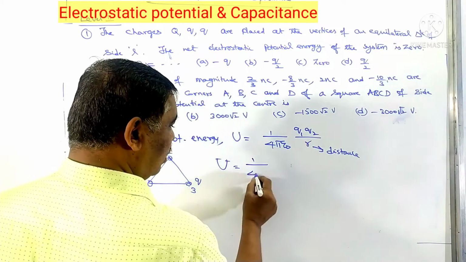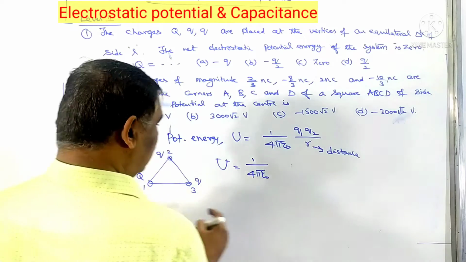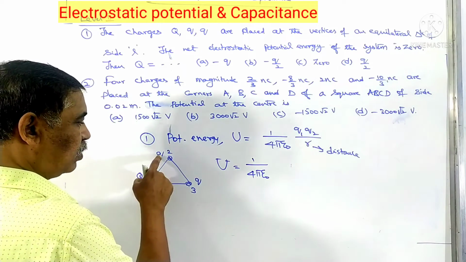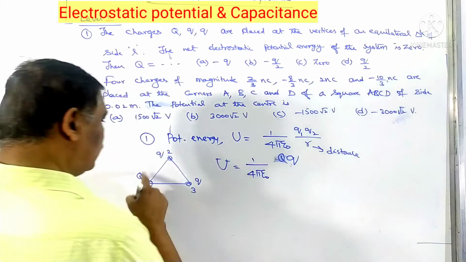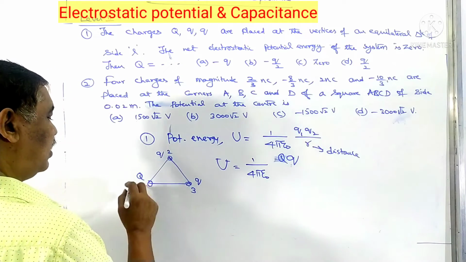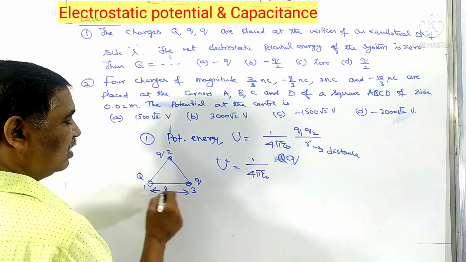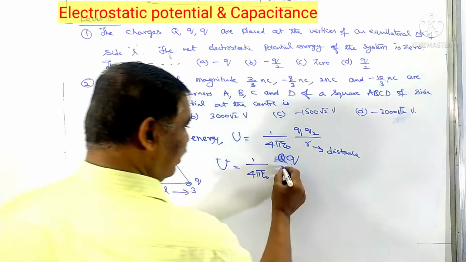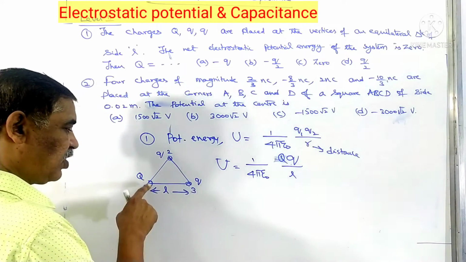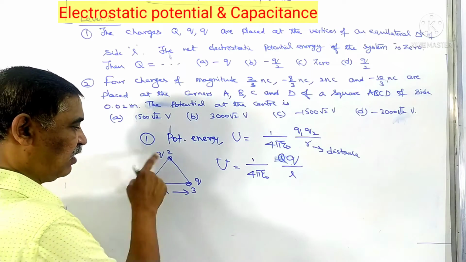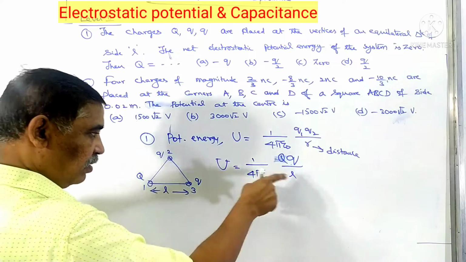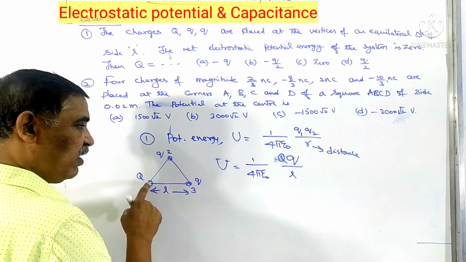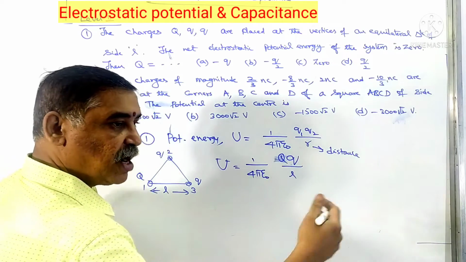That means 1 by 4 pi epsilon naught. Here I have given Q into small q, q into q, q into capital Q, divided by the distance, here it is given L, that is the side, divided by L. So this is the potential energy between charges at 1 and 2. Potential energy between 2 and 3, potential energy between 3 and 1 you have to write it. Afterwards you have to add.